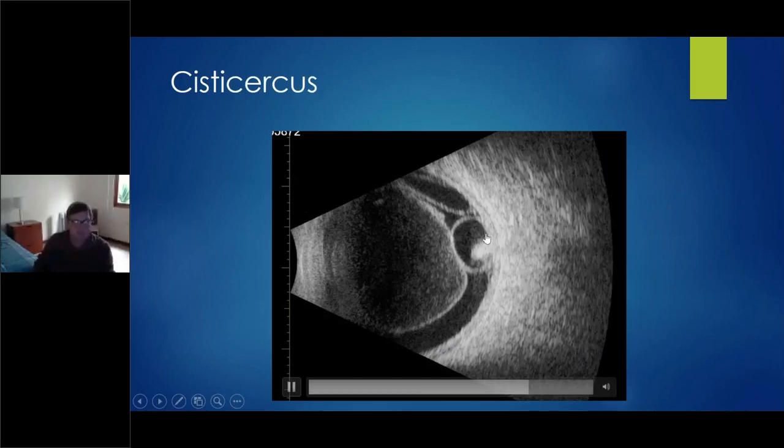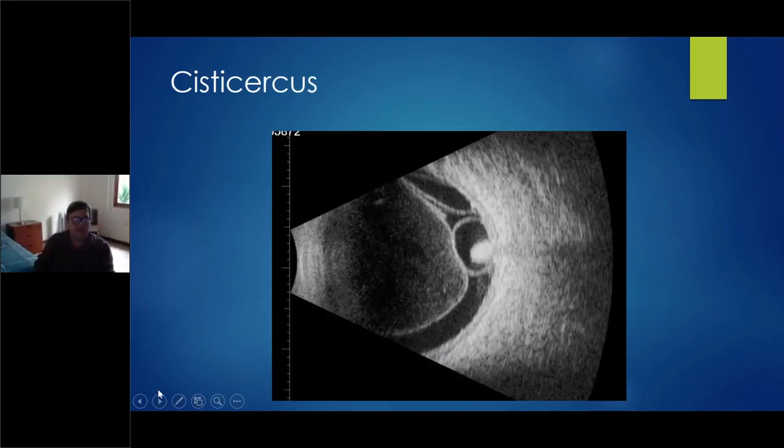B mode is a very powerful tool to make diagnosis. Okay, this is the first presentation. We took exactly 20 minutes to do the presentation.